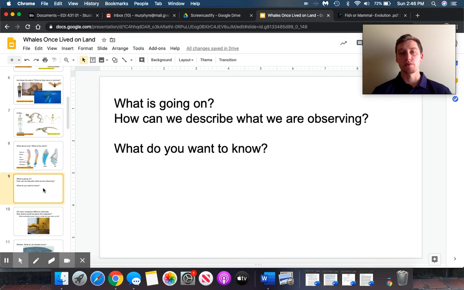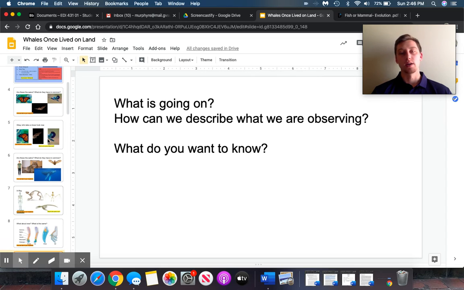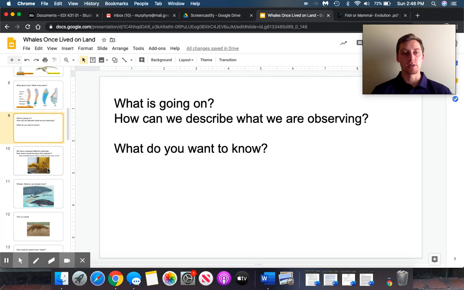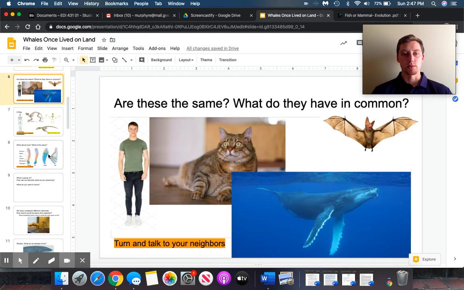What do we know so far? We know that our human, cat, bat, and whale have similar bone structures. We know that our butterfly, bat, and bird have similar wing structures. And then I pose this question: we have a new, unidentified organism that we discovered. How do we compare this skeleton structure down here to the mammals that we just looked at?